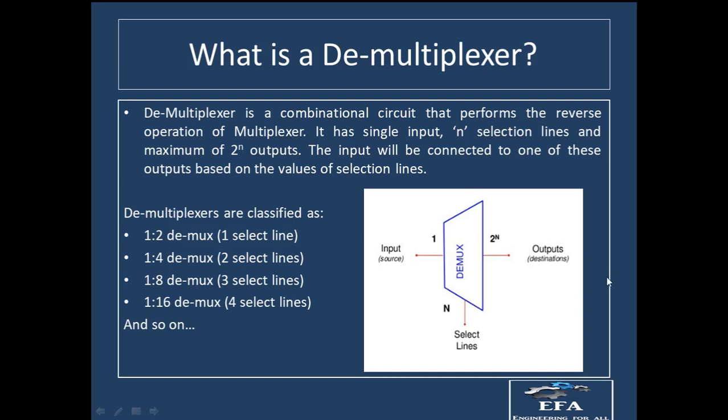One thing more, I just want to inform that multiplexers and demultiplexers can also be known as the MUX and DMUX. So the short forms are MUX for multiplexer and DMUX for demultiplexer.